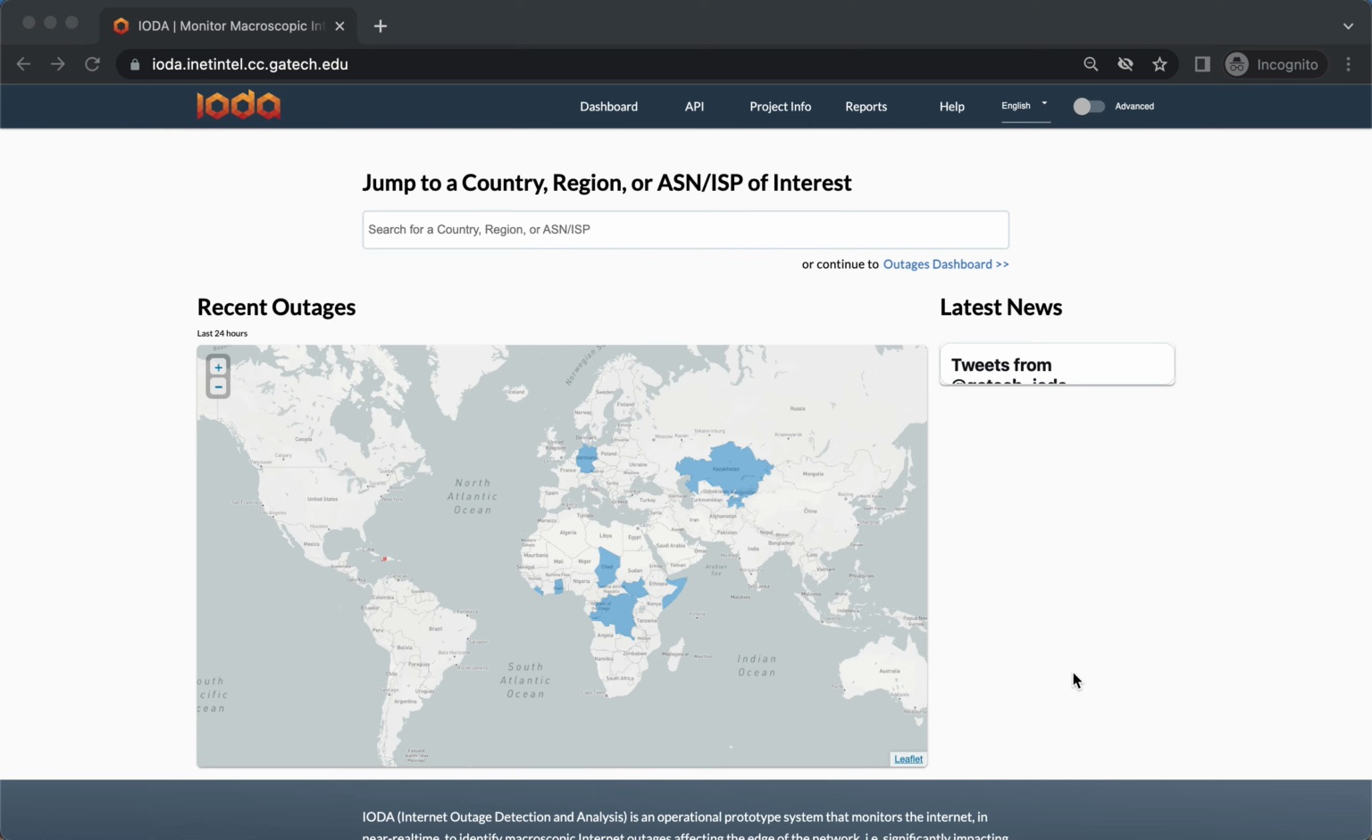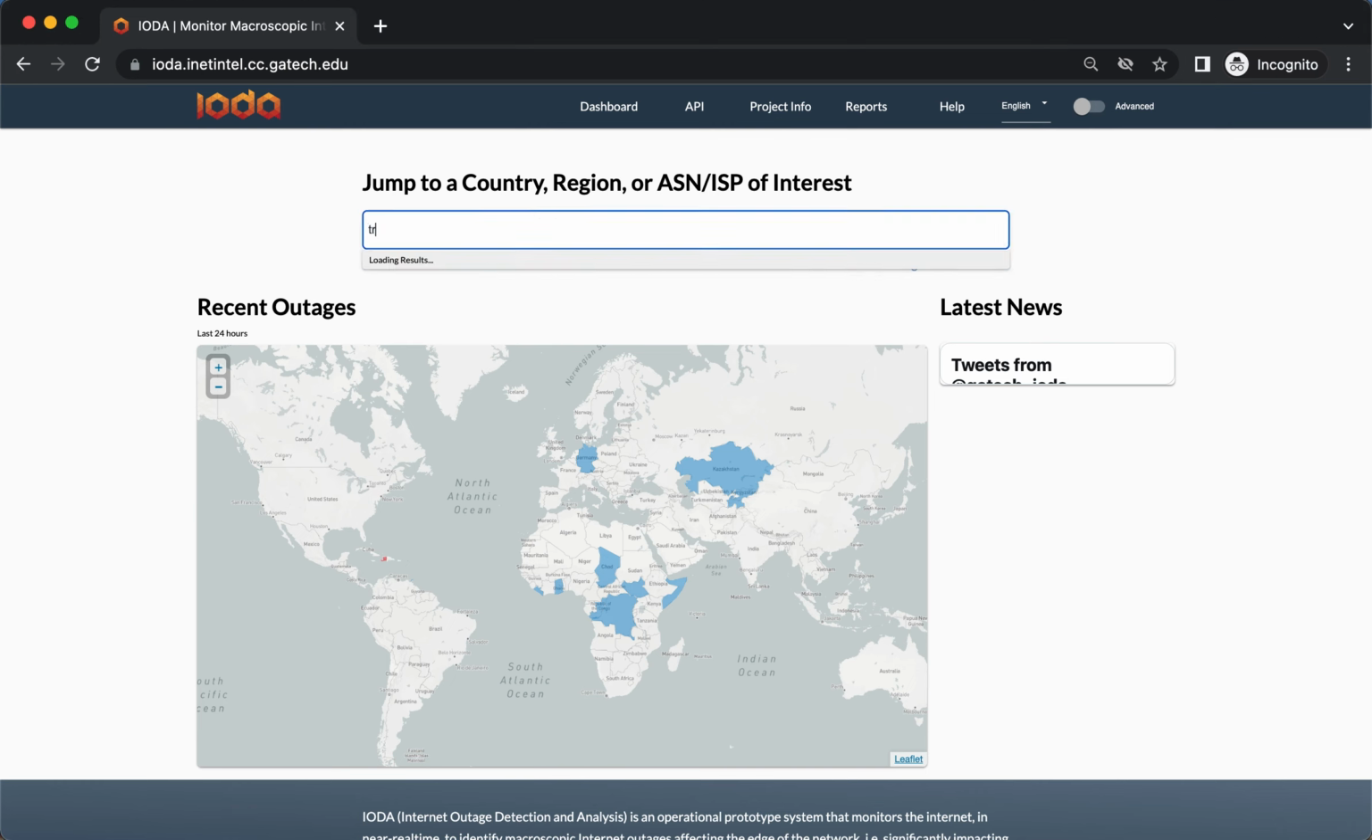So we have a few options of how to search for this disruption. Let's try by typing in Triolin. Okay, it immediately pops up. You'll see that first we have the ID number of the autonomous system or the operator, followed by the more common name. So let's hit go.